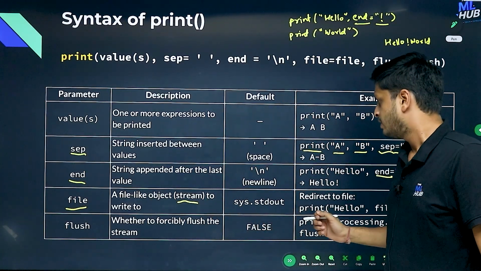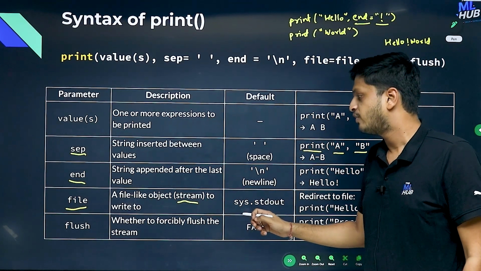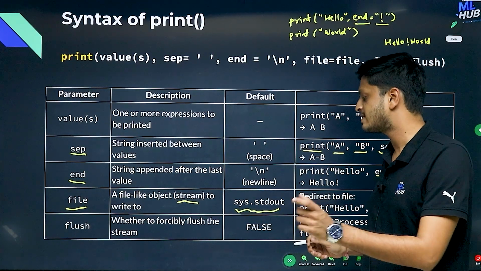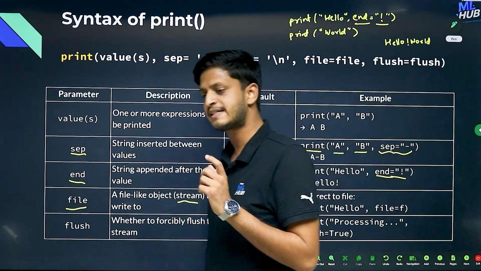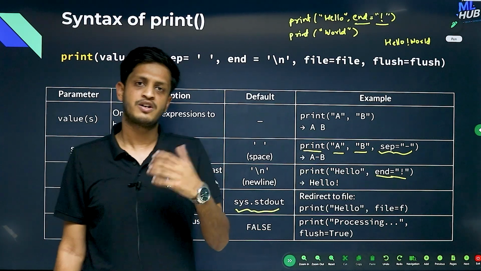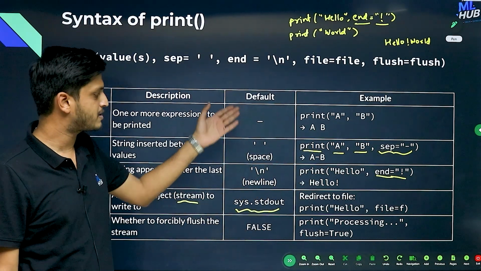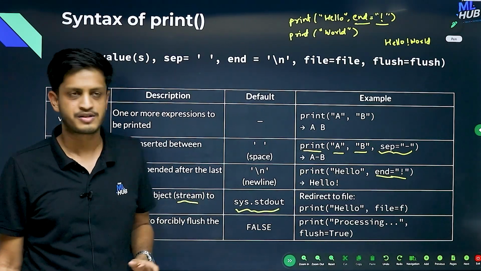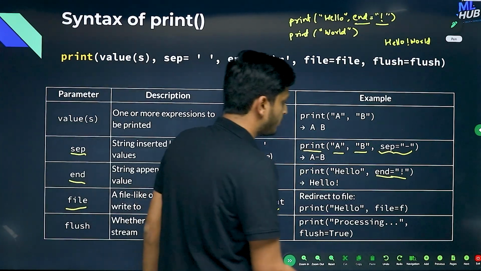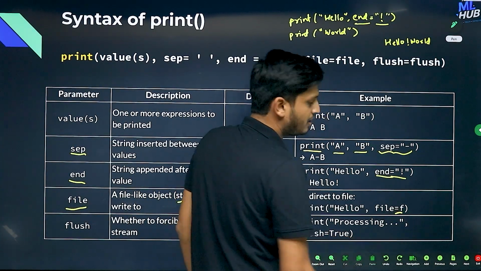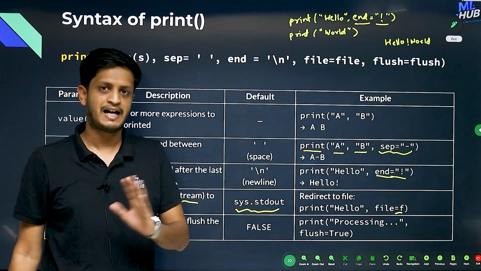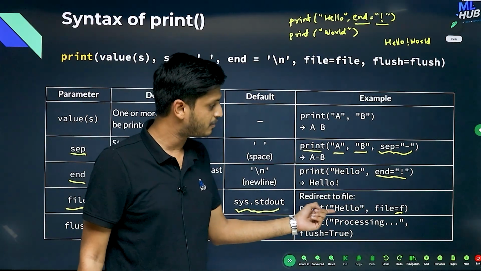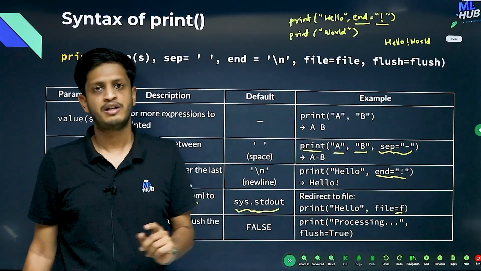Okay, by default, if you're not mentioning file, then the output will be printed on screen, which is called sys.stdout. stdout means standard output, and standard output is your screen. So by default, if you're not mentioning the file, the output will be printed on standard output, which is your screen. Okay, so if you're giving a file f, now what is f here, we will see that later. Then the output will not be printed on screen, instead it will be printed in this particular file.